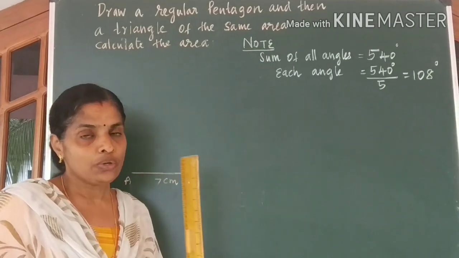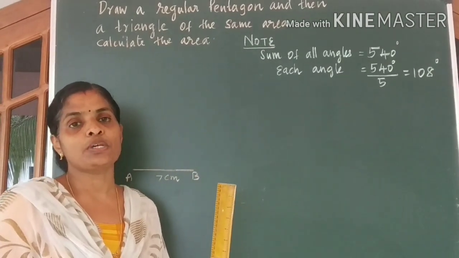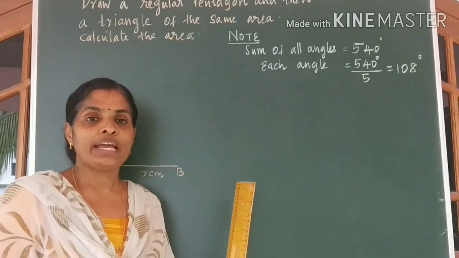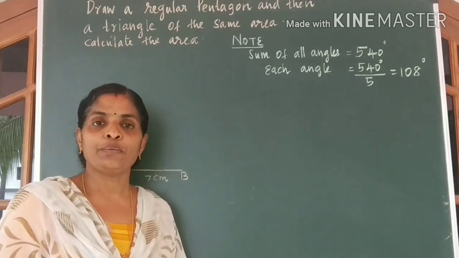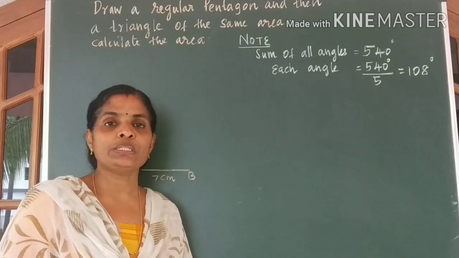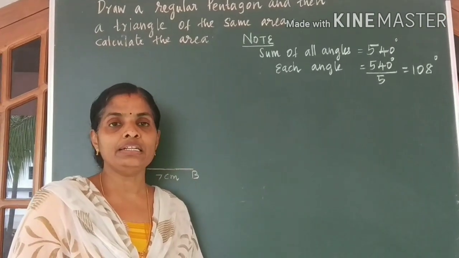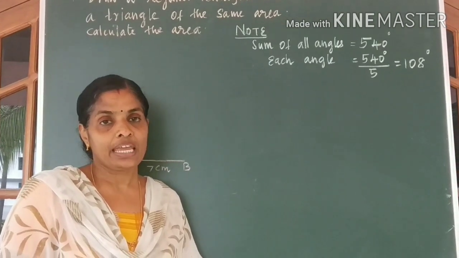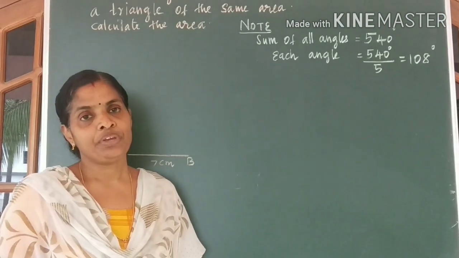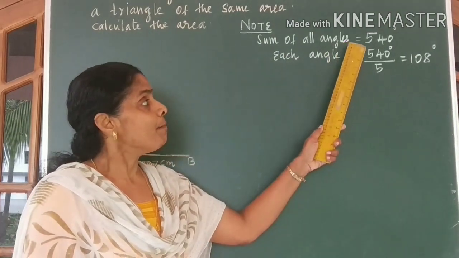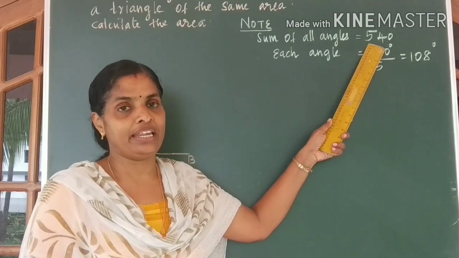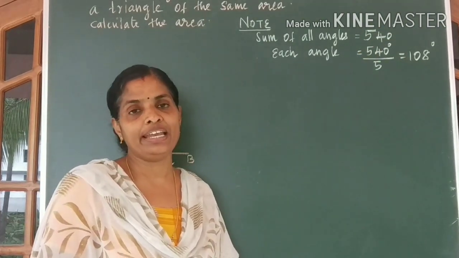Before that, you should know the sum of angles of a regular pentagon. You know, the sum of angles of a triangle is equal to 180 degrees. Now come to a four-sided figure. The sum of all angles in a four-sided figure is 2 into 180, which is equal to 360 degrees. The sum of angles of a pentagon will be equal to 540 degrees. How did you get this 540?